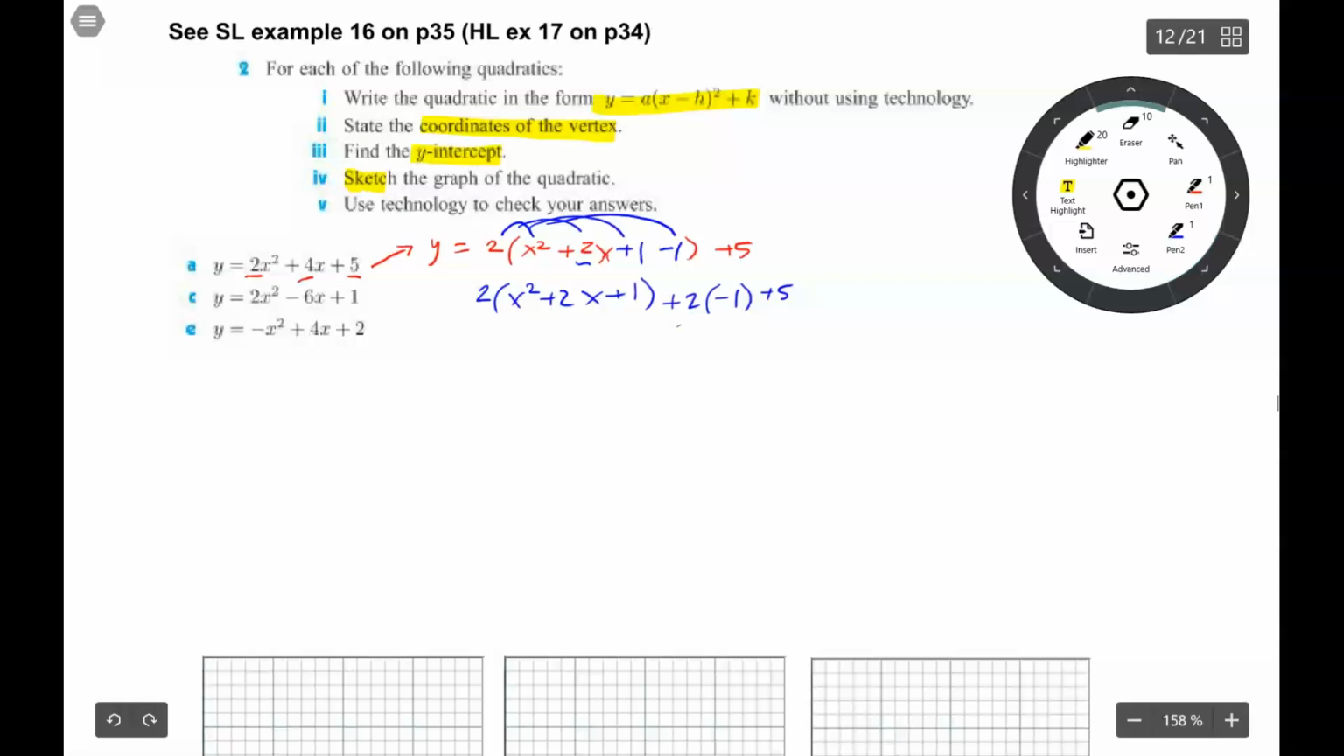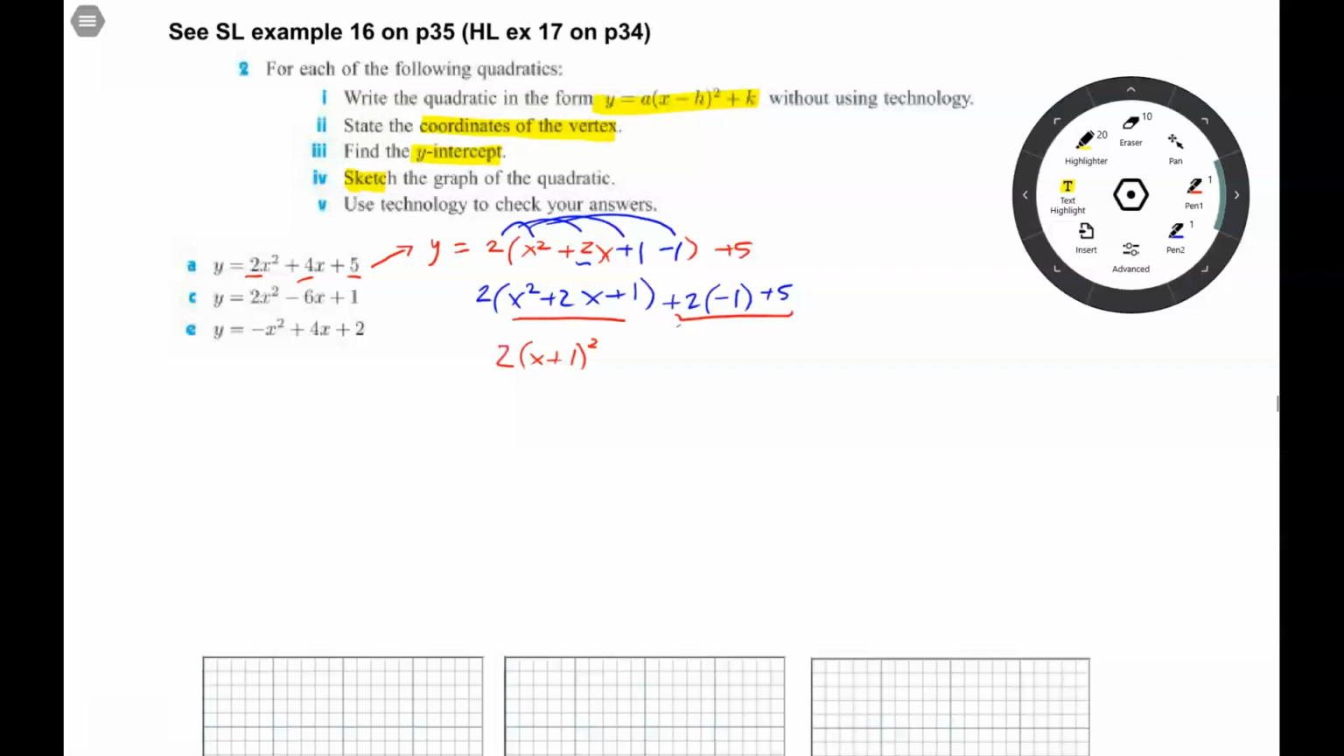Okay? So now I have a perfect square here. I can factor it. It becomes x plus 1 squared. The A value is 2. And then I can combine these two constant terms. 2 times negative 1 is negative 2, plus 5 is plus 3. Okay? So I am done completing the square.